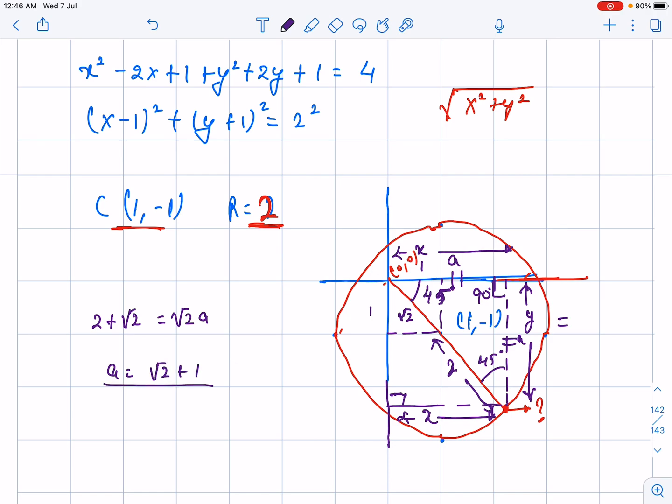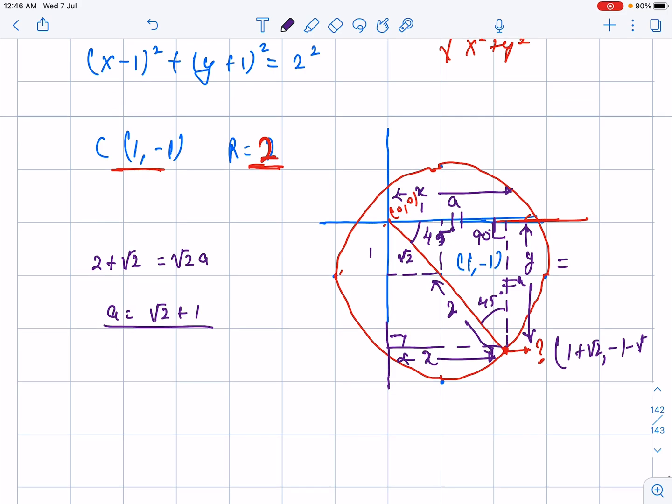So the y value of the coordinate will become √2 + 1, but with which sign? With a negative sign. And the x value of the coordinate will be √2 + 1, but with which sign? Positive sign. So the x value of the coordinate will be 1 + √2, and the y value of the coordinate will be −1 − √2. Hope you guys would have got my point.